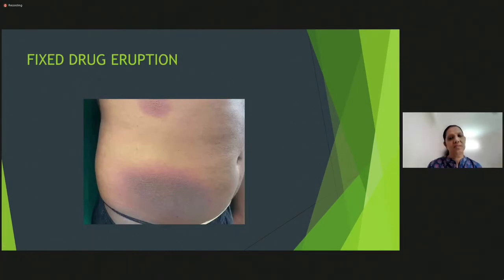A few drug eruptions. So this is a typical picture of a fixed drug eruption. The fixed drug eruption will happen, very common to many antibiotics. This blue-gray color is very typical, surrounded by erythema around it. Every time the patient takes the tablet, same area, they will develop the same eruption again.